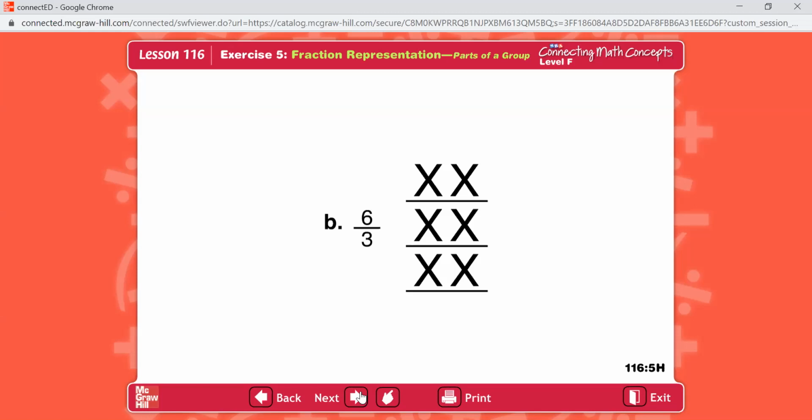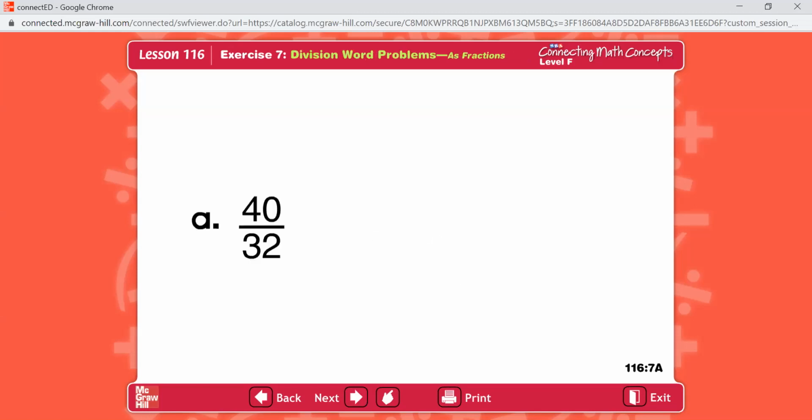Now please find part 2 in your textbook. You're going to work problems that involve dividing units into equal parts. Problem A. Joe has 40 pounds of flour and wants to divide it equally into 32 bags. How many pounds of flour will be in each bag? This is what you should have. 40/32. Simplify the fraction and write the answer as a mixed number with a unit name. Here's what you should have.